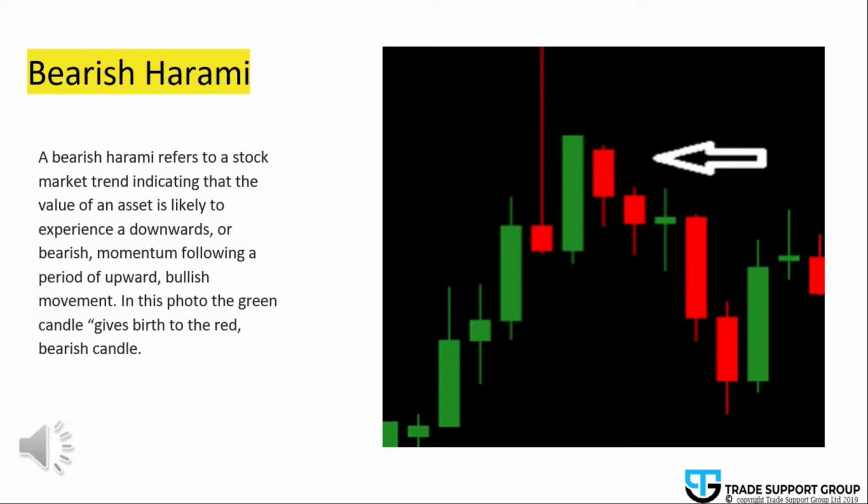Here we will discuss the Bearish Harami, the exact opposite of the Bullish Harami. Following an upward trend, if a trader notices a Bearish Harami, that is, the green candle giving birth to the red candle, this is a good sign of a possible trend reversal.